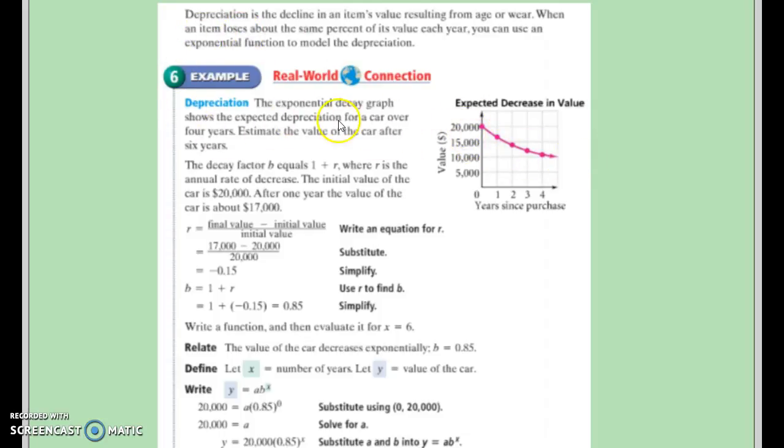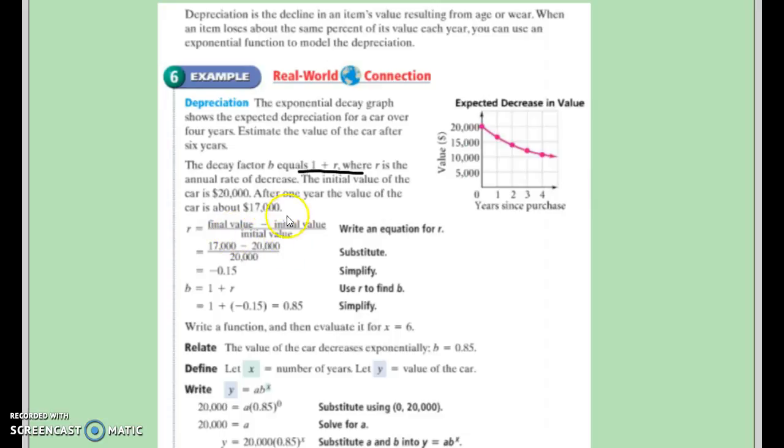Okay, so here's this graph. We're told that this graph shows the expected depreciation over 4 years. So we're supposed to use this graph to estimate the value after 6 years. Remember, my decay factor equals 1 plus r, where r is the annual rate of decrease. Okay, so I'm given my initial value, right? At 0, my initial value is $20,000. After 1 year, my value is $17,000.